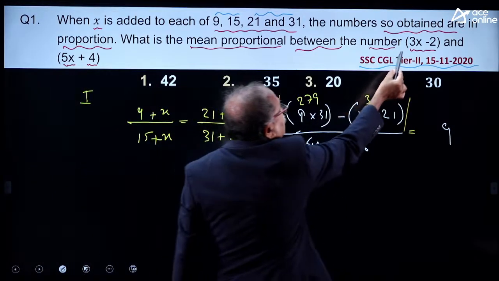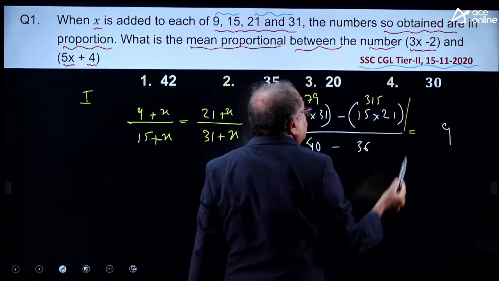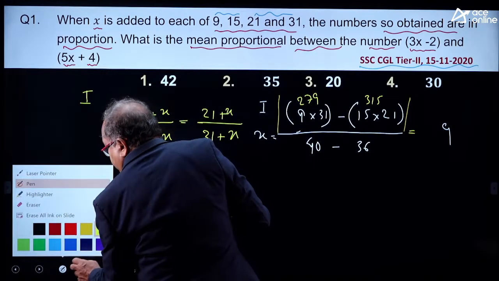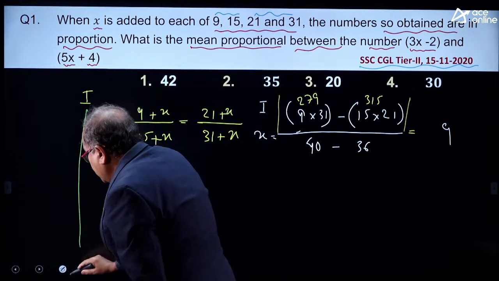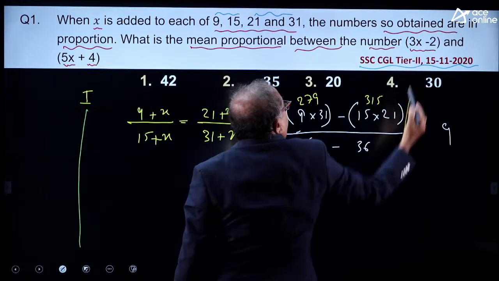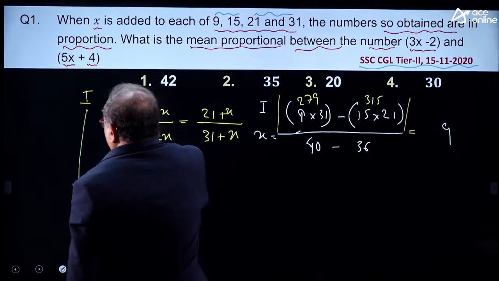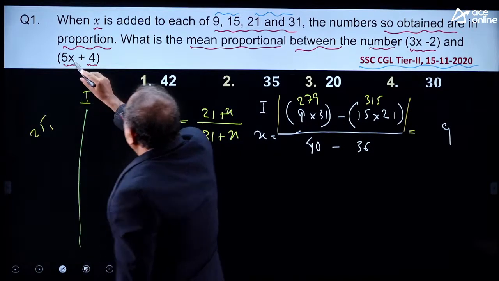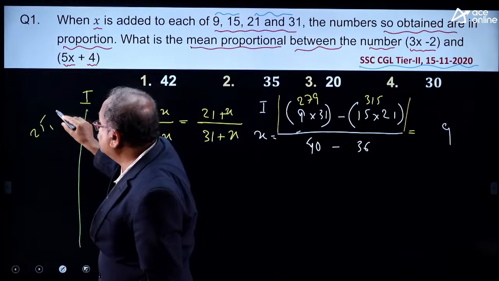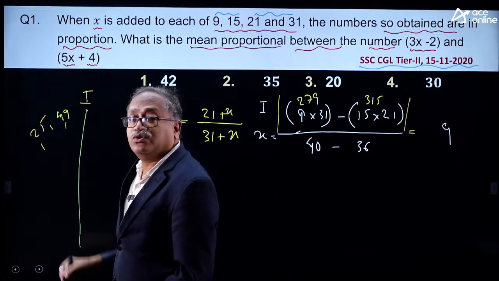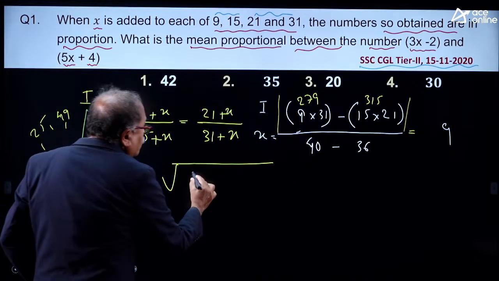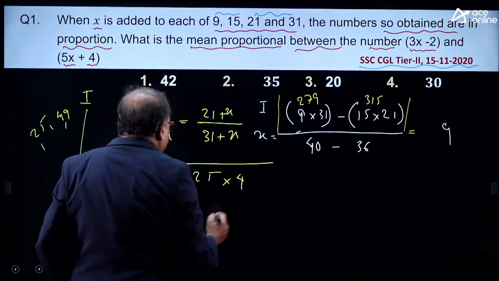Now, I need the mean proportion of 3x minus 2 and 5x plus 4. Look at this part over here. You already answered the question, I know that you know how to do this. X is 9, 9 times 3 is 27, 27 minus 2 is 25, and 9 times 5 is 45 plus 4 is 49. We need the mean proportion of these two numbers, which is the square root of 25 into 49. This is the second method.